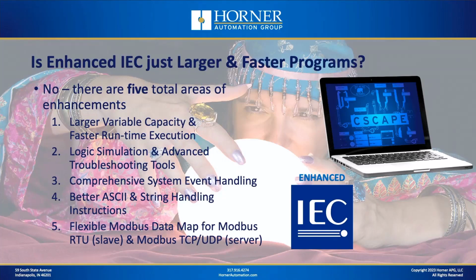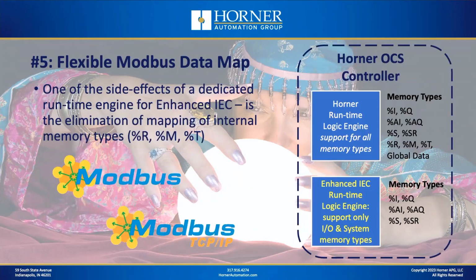All right, let's start looking at these 5 areas of enhancements, starting from the bottom at number 5. Let's start by talking about Modbus. So one of the side effects of adding this second runtime engine to the OCS firmware for the XL series and XL Prime series is that with Enhanced IEC, there is no such thing as internal memory. So no %R, %M, %T. Those just don't exist with Enhanced IEC. Now you still have real world I's, Q's, AI's, and AQ's, and system bits and registers. Those are still there and they're usable, but R's, M's, and T's just don't exist.